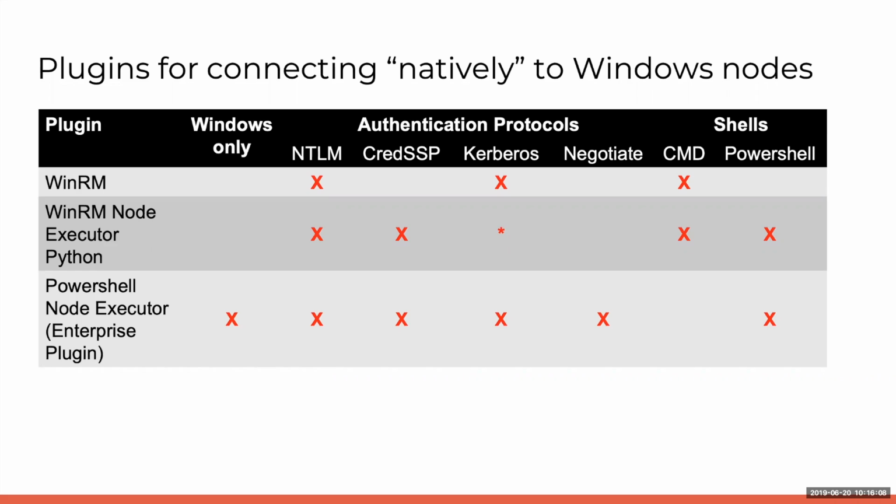The other difference that seemed worth pointing out is what shell environment you can use with the different plugins. The WinRM plugin, I believe, only offers you the CMD shell, which is your standard shell. The Python WinRM plugin can use either CMD or a PowerShell shell, and the PowerShell one uses PowerShell. So again, depending on what you need, you might find one or another of these more appropriate for what you're looking at.